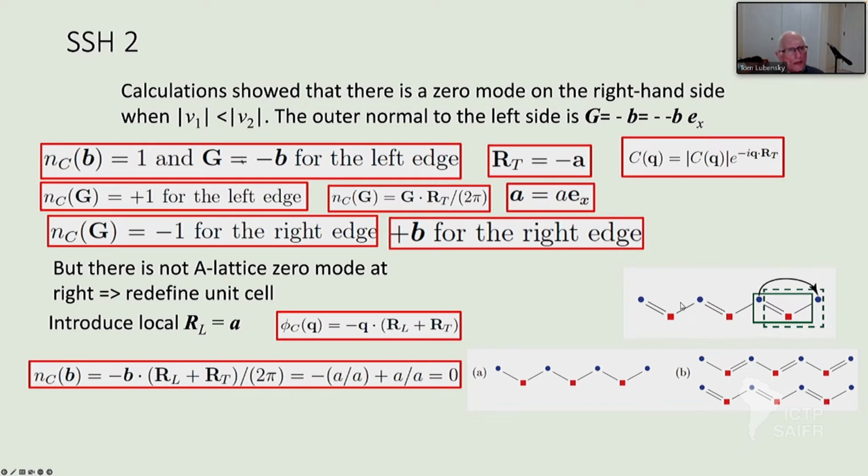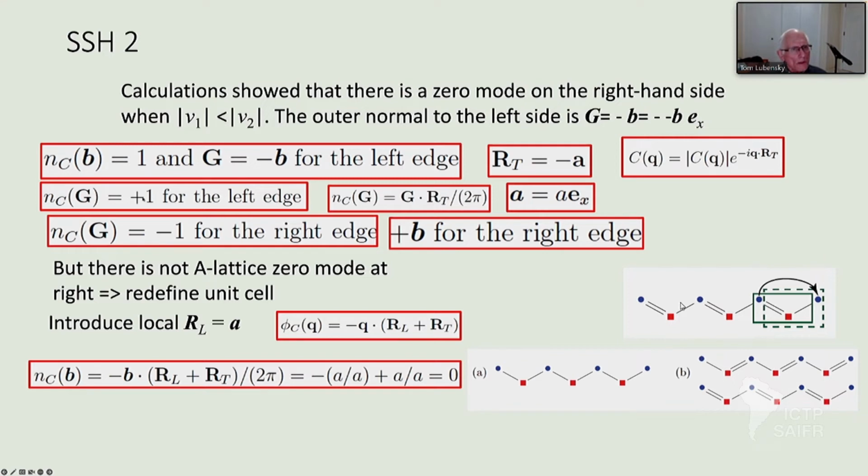So if we've said that G is minus B, and we want to calculate NC of B to be equal to 1, that means that we need a 0 in the unit circle. So if we write C of Q as magnitude C of Q e to the minus i Q dot RT, if we come in and replace RT by A with a minus sign, and the Q with a minus B, then we get this as just e to the minus B dotted into A, and that is what we want, and we'll get a 2 pi factor that comes out here.